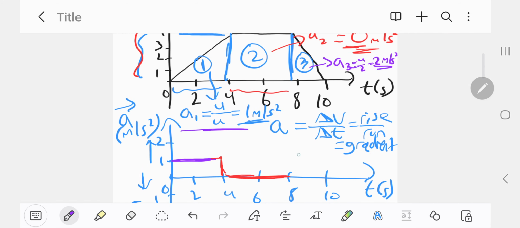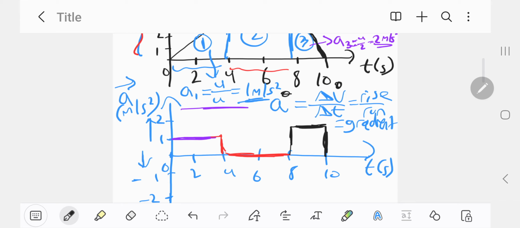So from 0, you go up to 2. Use a different color. Use black. Up to 2, and it stays flat, okay? Constant acceleration. Oh, and it goes back to 0. It drops back down to 0 because, as you can see here, the velocity goes back to 0. If there's 0 velocity, there's 0 acceleration. And that's it. That's your acceleration time graph.